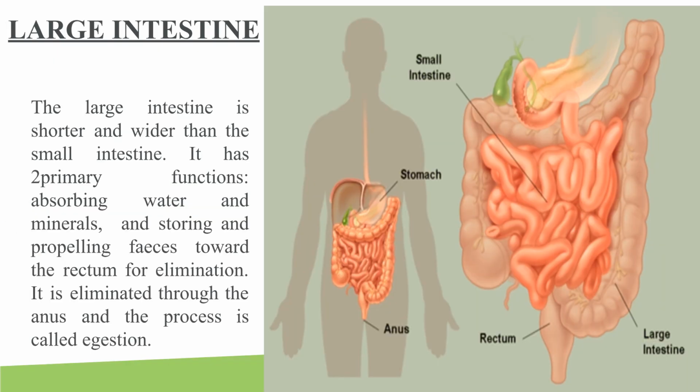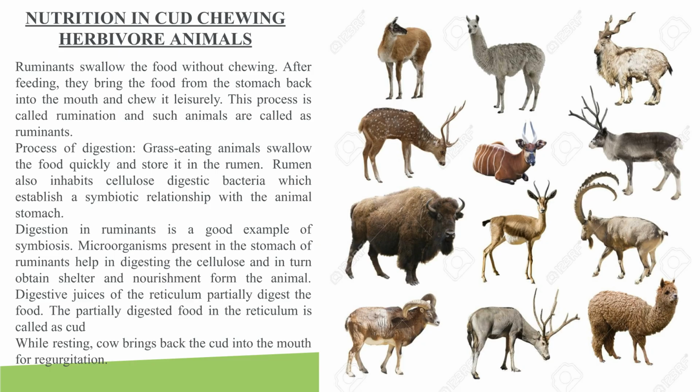The large intestine is shorter and wider than the small intestine. Its primary functions are absorbing water and minerals and storing and propelling feces towards the rectum for elimination, a process known as egestion. Ruminants, such as cows and deer, swallow food without chewing, later bringing it back to the mouth as cud for leisurely chewing.